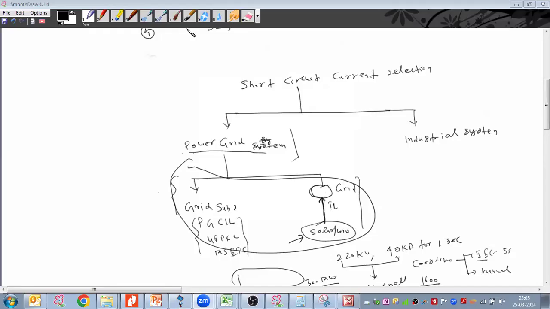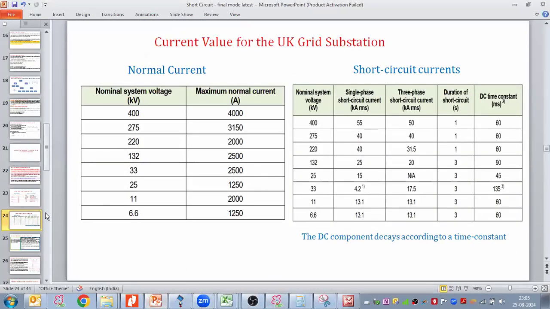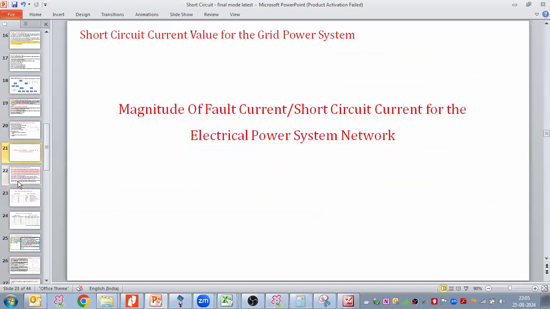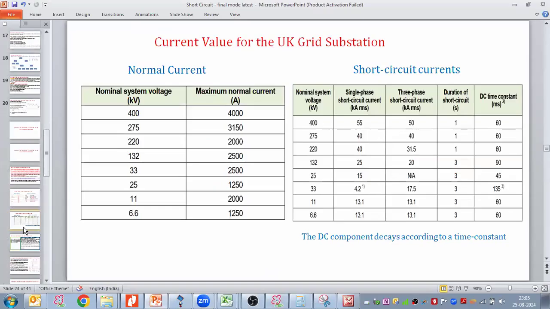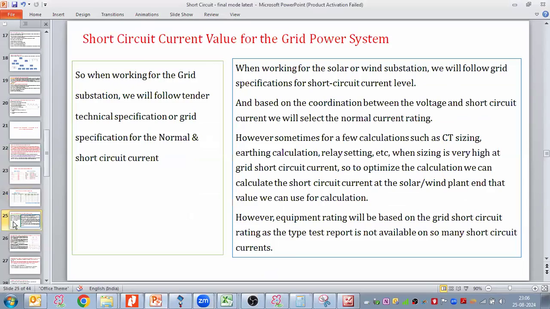Does anyone have any query regarding the short circuit current selection concept and approach? Only when we consider the solar power plant, because of the CT selection, we have to calculate the current rating, right? I'm coming to that. This is my next slide.